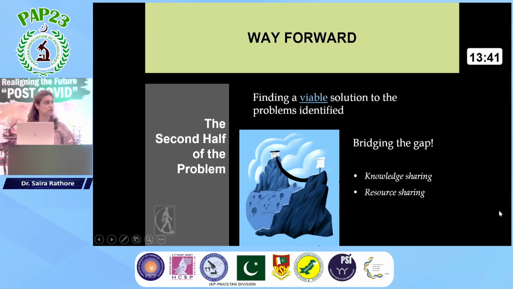This is where we are. This is the huge burden of the patients who go to the public, the government sector, and the small number of private labs which are offering their services, but they are not enough to cater to these areas as well. And we cannot rely only upon the few centers of excellence that we have. So we have to bridge the gap, and that is only possible through knowledge sharing and resource sharing.